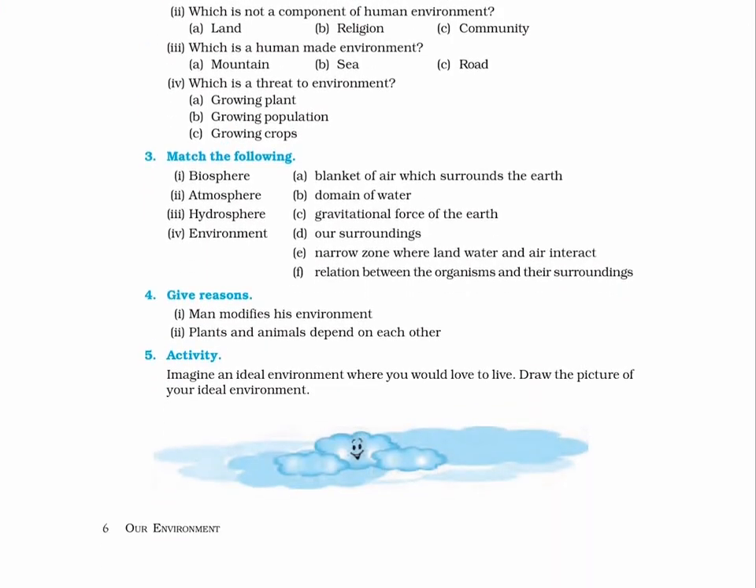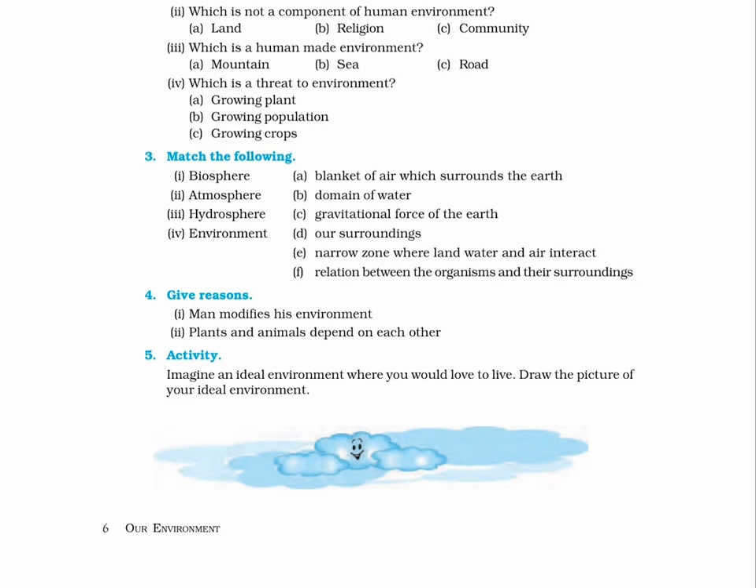3. Match the following. 1. Biosphere. 2. Atmosphere. 3. Hydrosphere. 4. Environment. Your choices are A. Blanket of air which surrounds the earth. B. Domain of water. C. Gravitational force of the earth. D. Our surroundings. E. Narrow zone where land, water and air interact. Or F. Relation between the organisms and their surroundings.